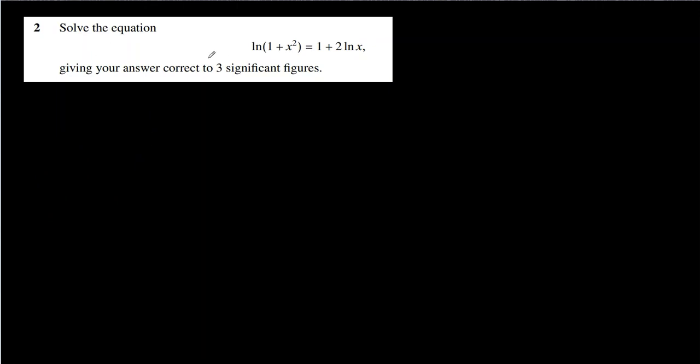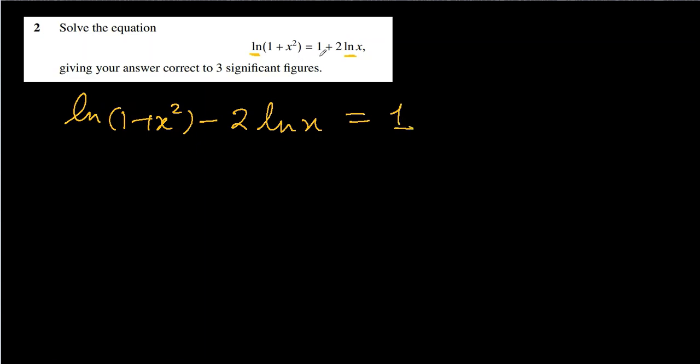Question 2 is about logarithm. They're asking us to solve the equation. Nothing can be simpler than this. So whenever we have natural logs on two sides, try to combine them by bringing them on one side. So ln(1 + x²) - 2 ln x = 1.